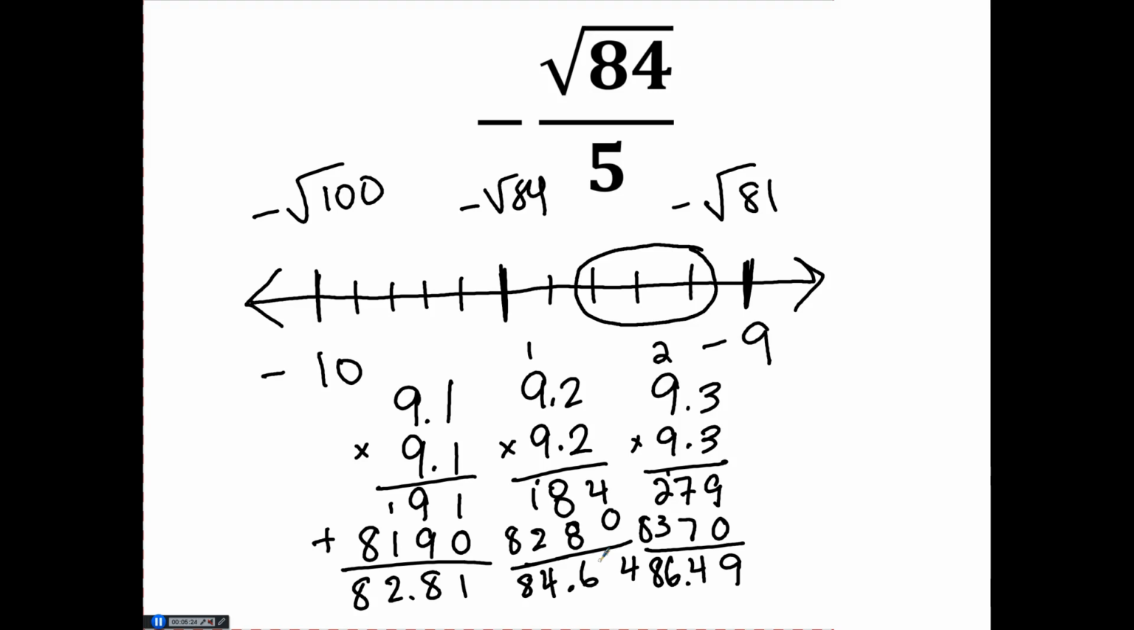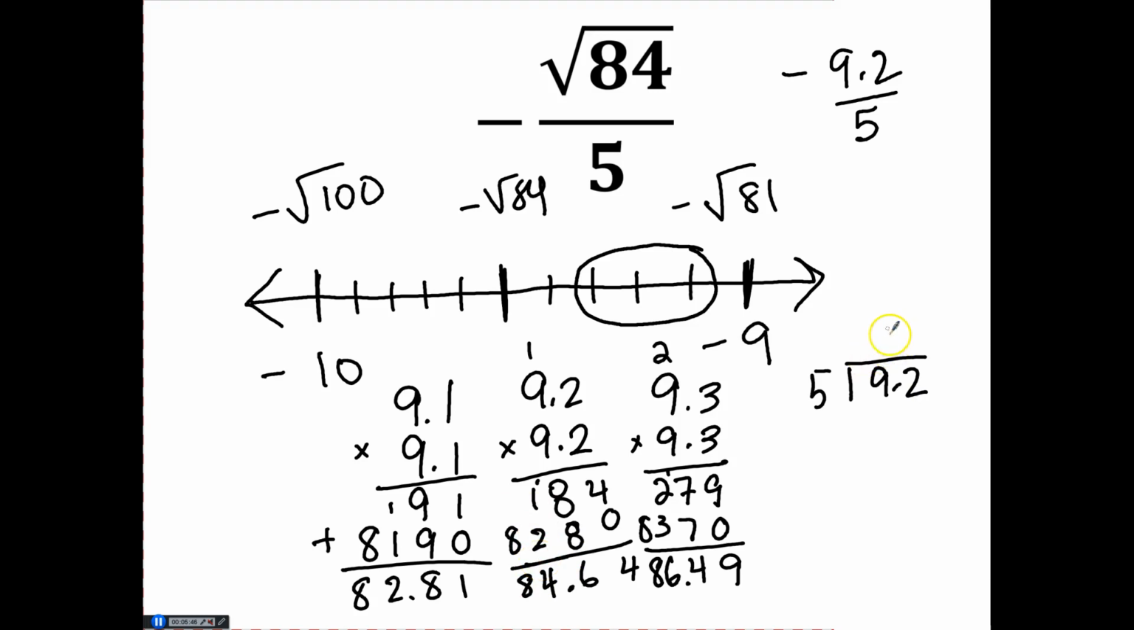So 9.2 is going to be our estimate. Now remember, this is negative 9.2. So we have negative 9.2 divided by 5. And we know a negative divided by a positive is a negative. So we come over here, we do 5 into 9.2. Now, hopefully when y'all saw this mistake down here, you'd be like, Mr. O'Neil, that's a mistake. You're going to figure it out later.